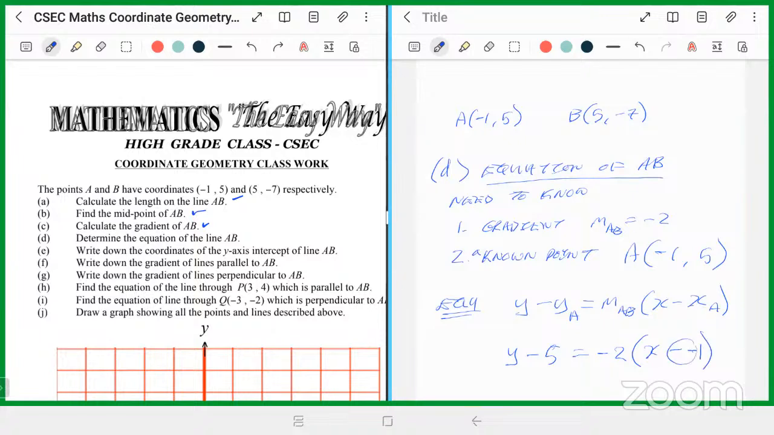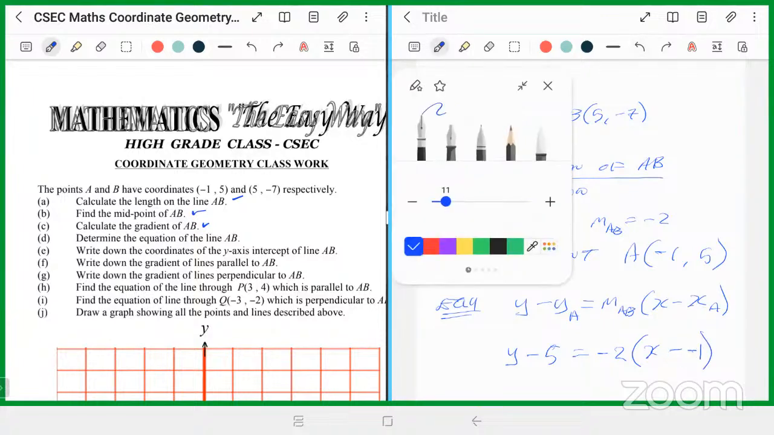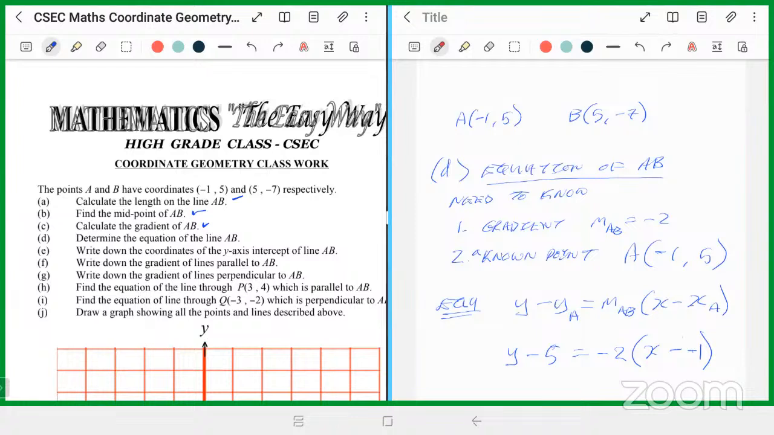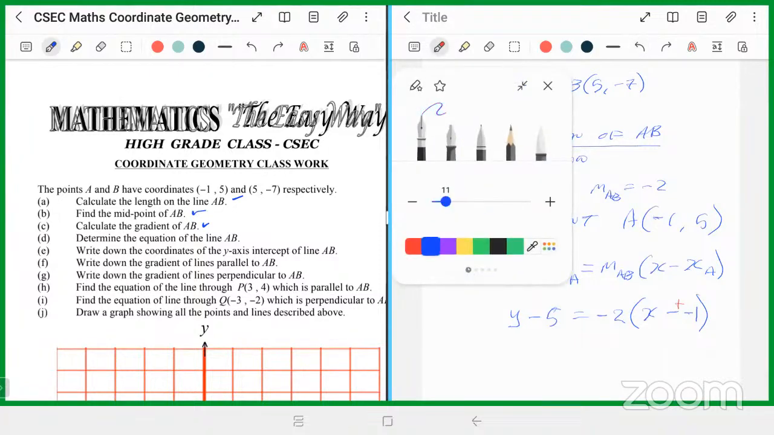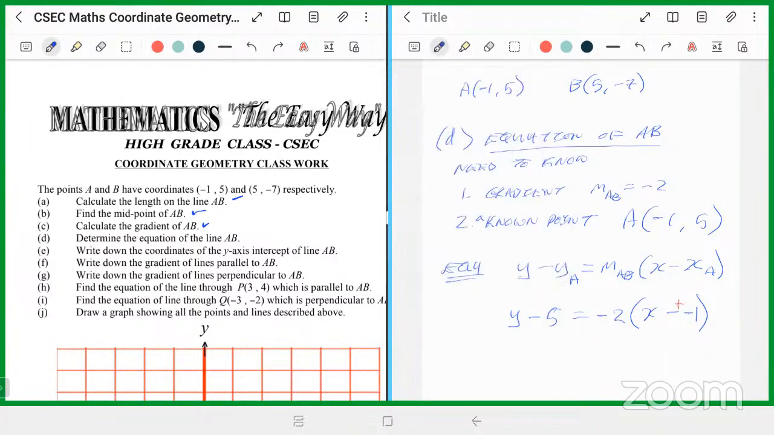Then this minus minus here becomes a plus. Once you see minus minus, it becomes a plus. So inside this bracket is basically now x plus 1. Now it is a matter of simplifying this down and writing it in the standard form, y equals mx plus c. It's nice to get y alone as the subject.